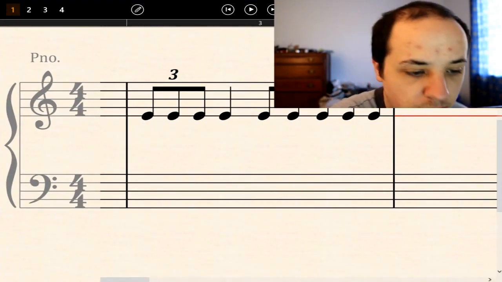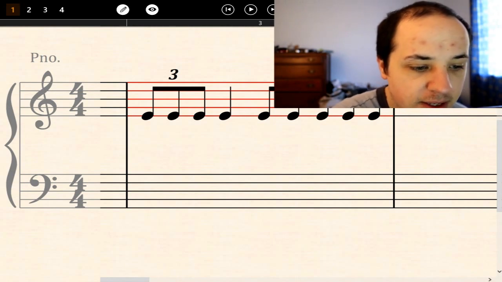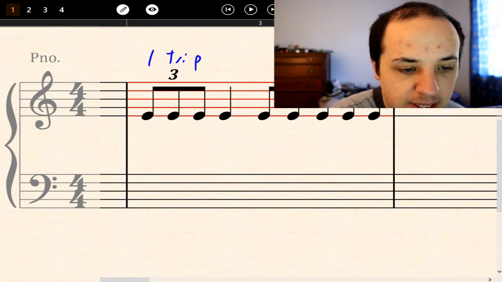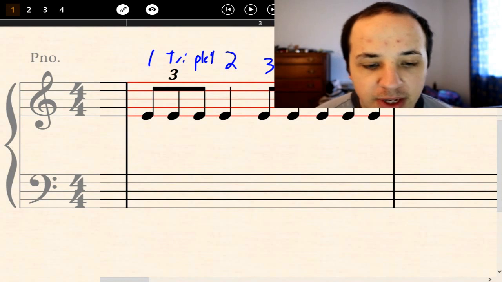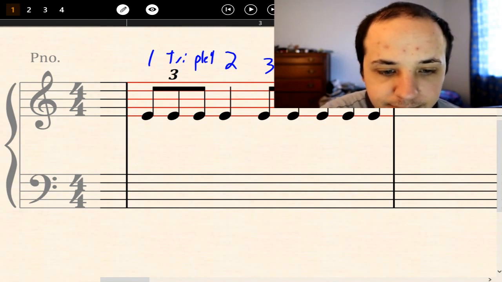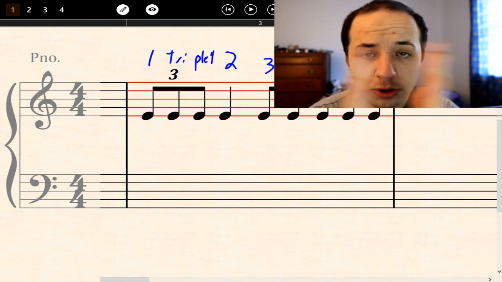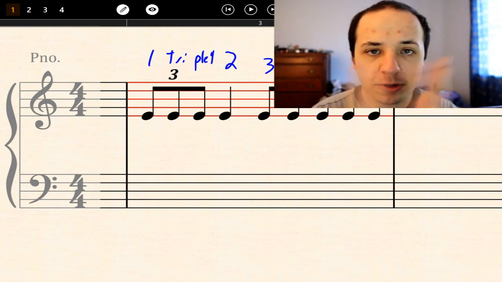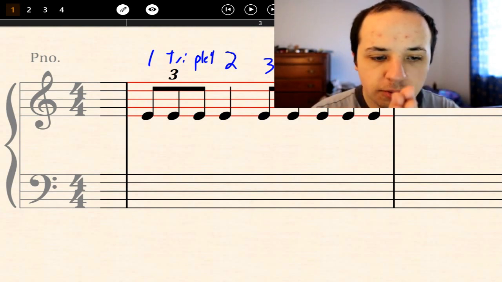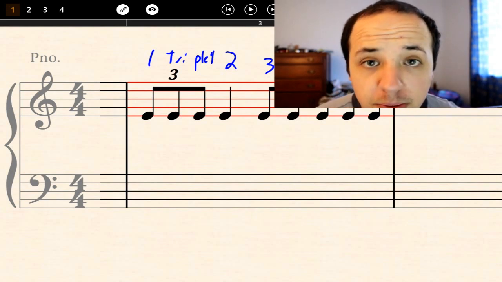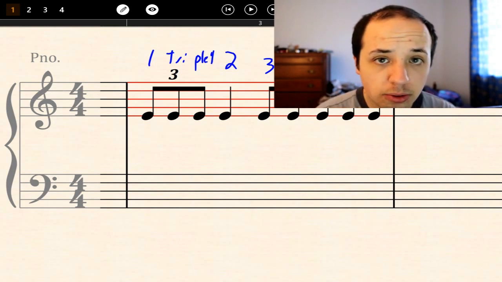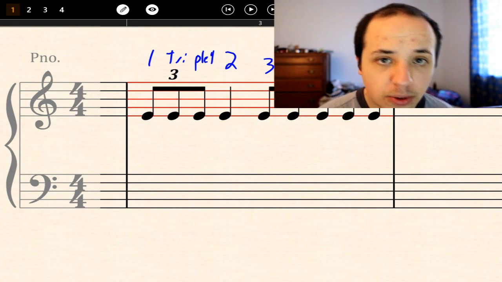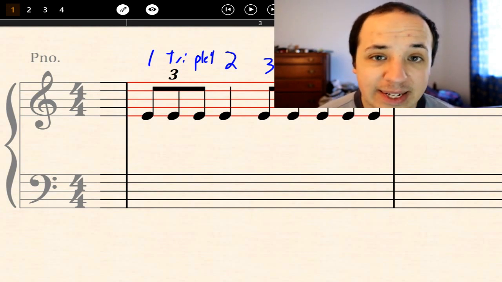So this is how you count this measure. You have 1 triplet, 2, 3 and, right, from the last lesson, and then you have 4 triplet. So you have 1 triplet, 2, 3, and 4 triplet. So again, 1 triplet, 2, 3, and 4 triplet. Make sure when you count beat 2, you don't go by too quickly. That gets a whole beat. So 1 triplet, 2, and then remember 3 and has to be twice as fast as beat 2 since we're dividing it into eighth notes.